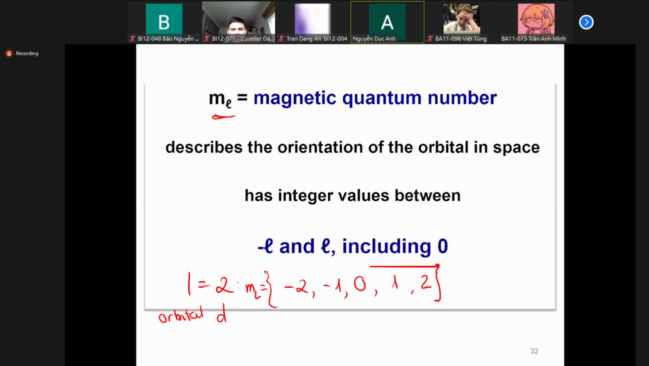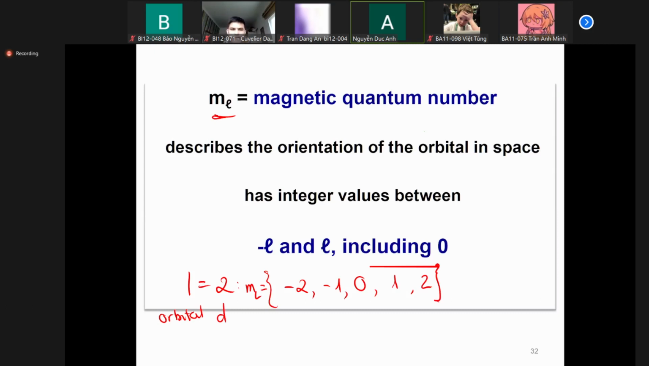So as you see from the Schrodinger equation, you will have n, L, and ML. As I said before, n gives you the information on the size of the orbitals, L gives you information on the shape of the orbitals, and ML gives you the information about the orientation of the orbitals.